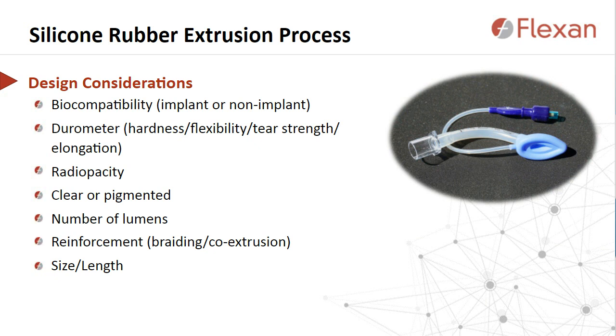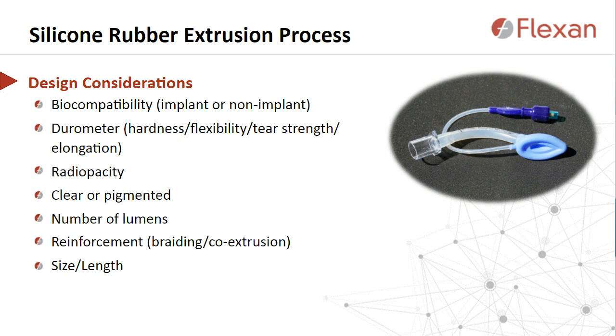Another design consideration is the material durometer or hardness. For silicone, this is called out using the Shore A scale. Mechanical properties such as hardness, flexibility, tear strength, and elongation are all tied to the durometer chosen.